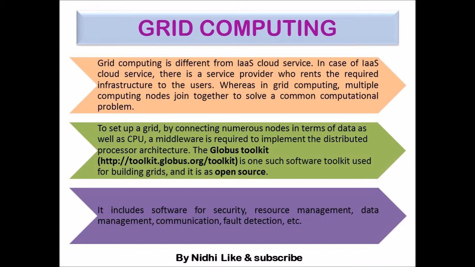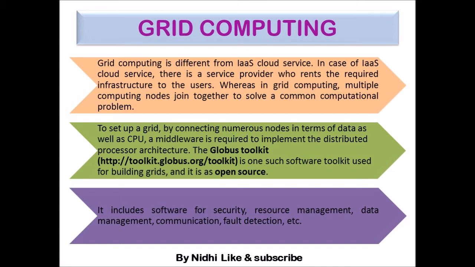So grid computing is different from infrastructure as a service, cloud service, because in case of infrastructure as a service, there is a service provider who rents the required infrastructure to the user. Whereas in case of grid computing, multiple computing nodes join together, that is multiple resources join together to solve a common computational problem. So to set up a grid, numerous nodes in terms of data as well as CPU, a middleware is required. That is, one middleware is required to create a grid, okay, to implement the distributed processor architecture.